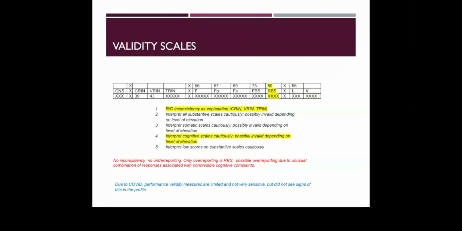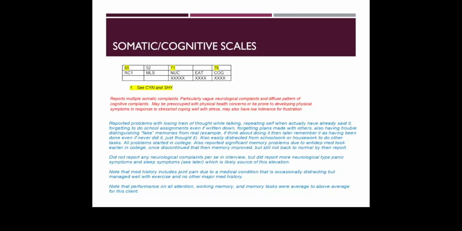In the somatic cognitive scales, for this individual, we are seeing more elevations. So one was elevated, as was Nuke and Cog. Again, we can look later at cynicism and shyness. It's not really a major player here for this profile, but we would go look at that because of that elevation. So the manual would tell us that these elevations are consistent with somebody who reports multiple somatic complaints, particularly vague neurological complaints and a diffuse pattern of cognitive complaints.